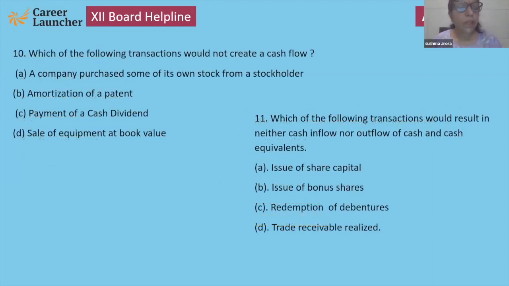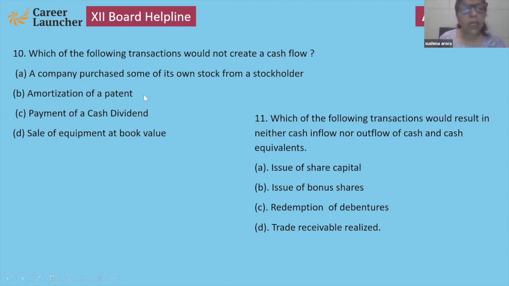Again, a good question. Which of the following transactions would not create a cash flow? No flow, would not create a cash flow. See, cash flow is created only by those transactions in which there may be cash inflow or outflow. See here, use elimination theory. Company purchases some of its own stock from a stockholder, that is outflow. Payment of dividend, outflow. Sale of equipment, inflow.